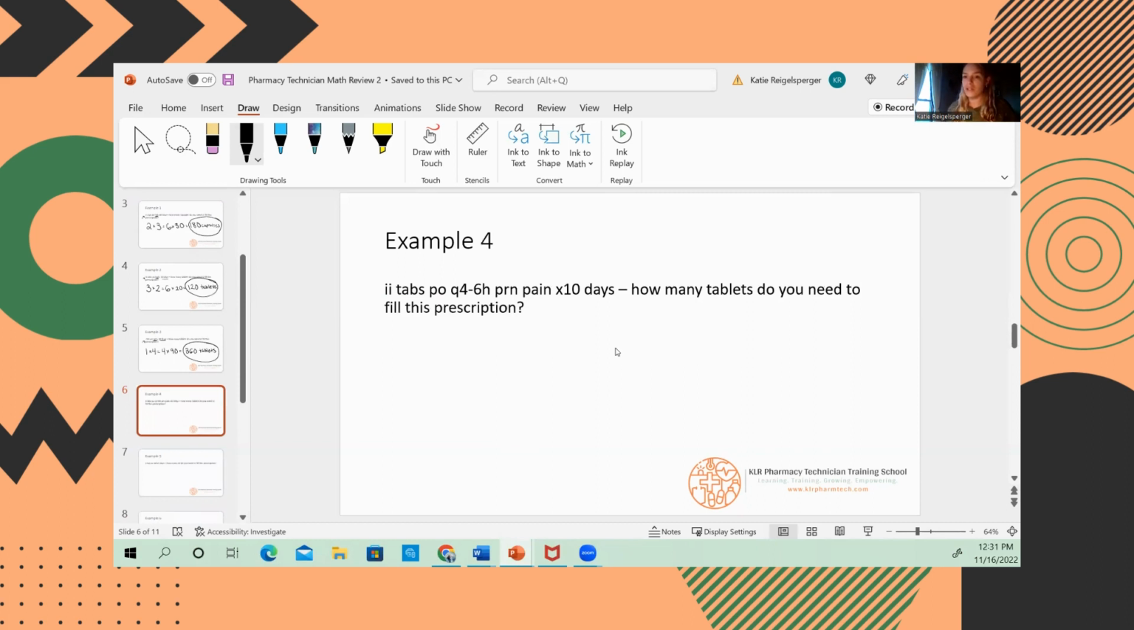Okay, now it's going to get a little different, so bear with me here and listen up. First of all, go ahead and take a second to read this to yourself. Make sure that you know how to read it thoroughly and correctly. All right, this one says, take 2 tablets by mouth every 4 to 6 hours as needed for pain for 10 days. How many tablets do you need to fill this prescription?